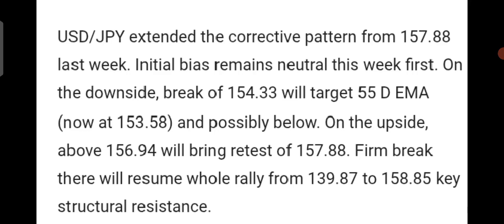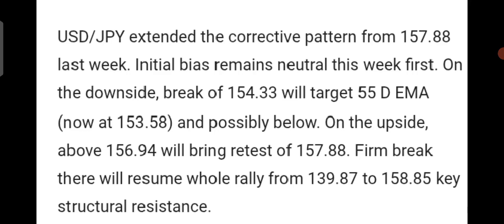Remember, 157.88 is the beginning of the fall that continued last week. So we are looking for a retest of that price. So we are buying the break of 156.94 and then setting a take profit at 157.88.